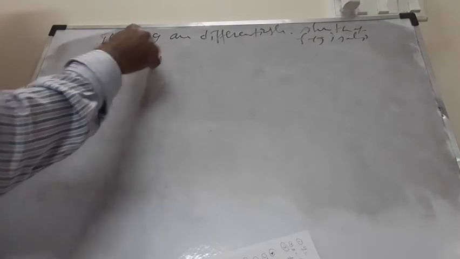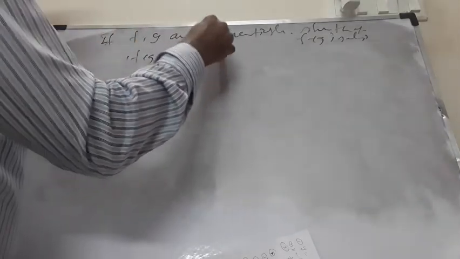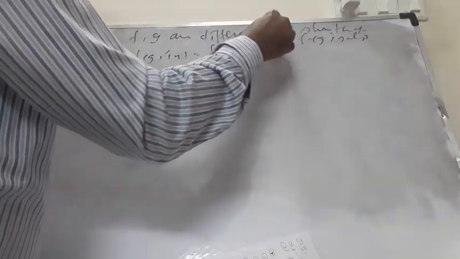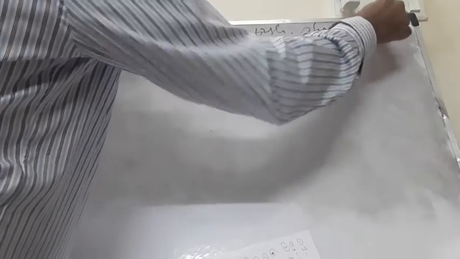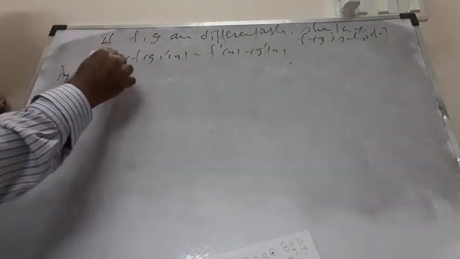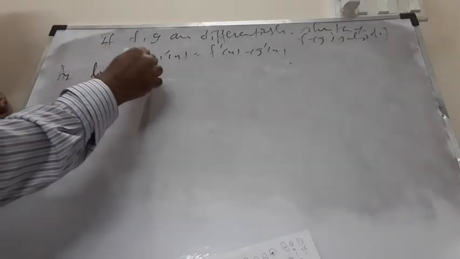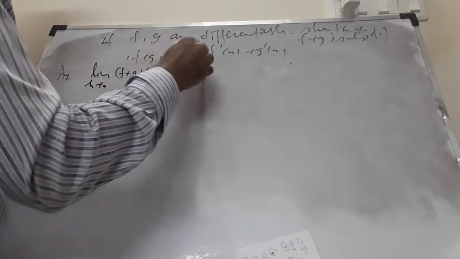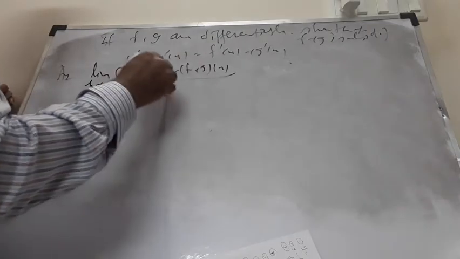(f + g)'(x) = f'(x) + g'(x) is also differentiable, and show that much. Answer: let me think about the answer now. Okay, just listen. Limit h tends to 0 of (f + g)(x + h) minus (f + g)(x), whole by h.